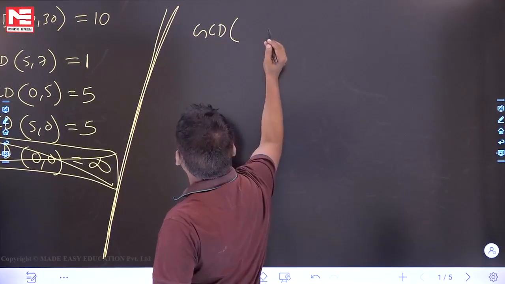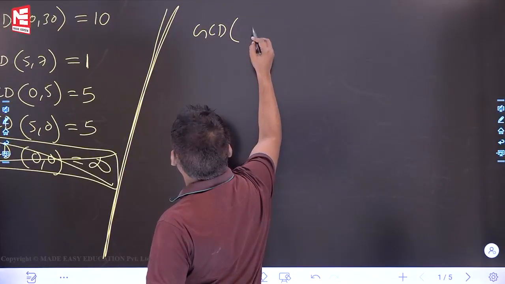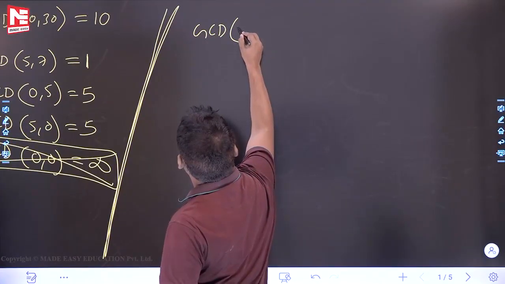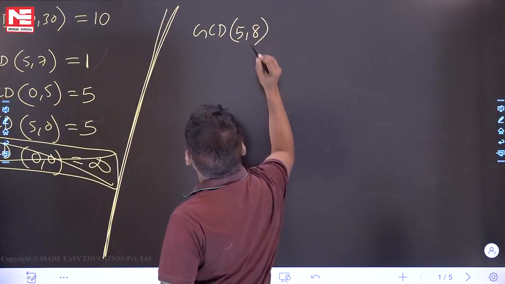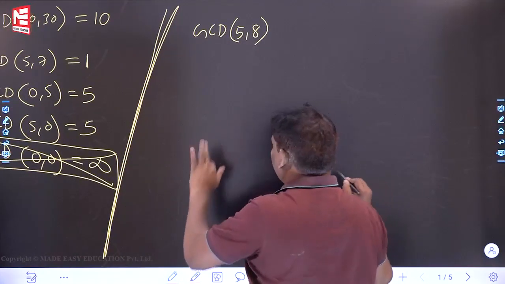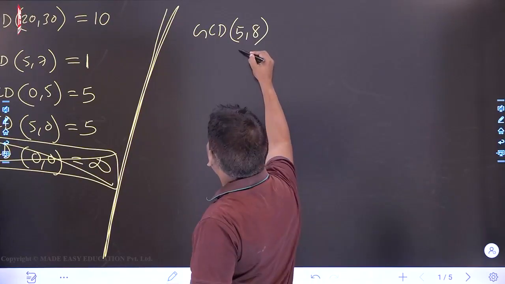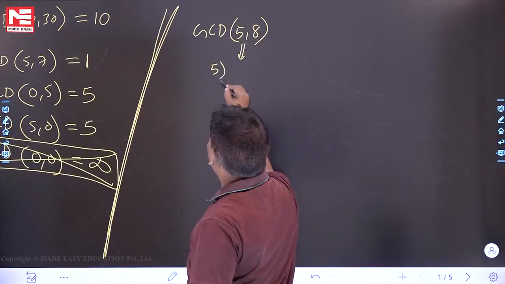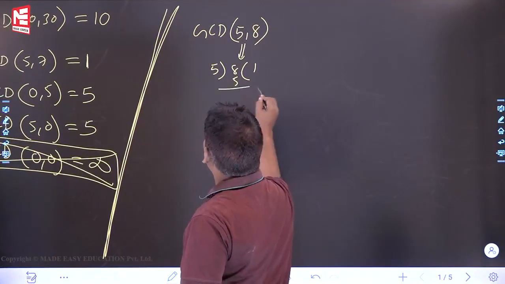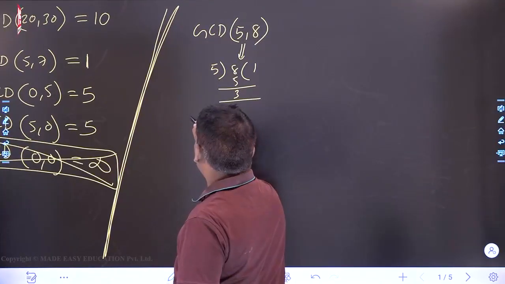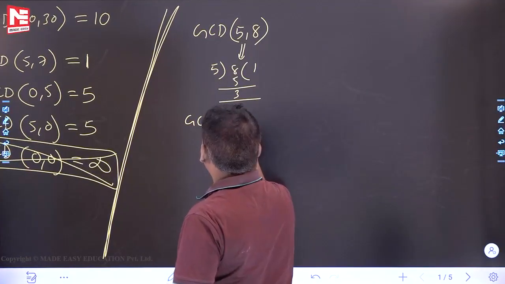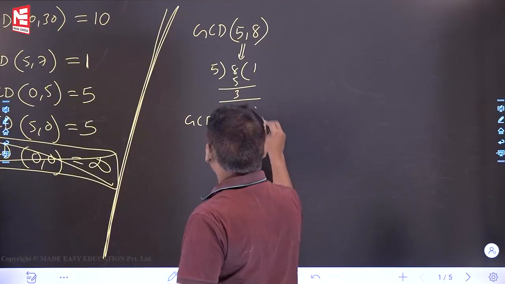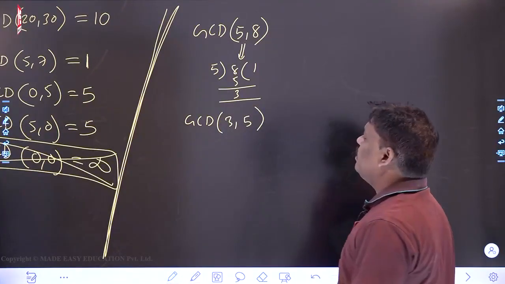Make sure that everyone listens. GCD of 5 and 8. What is the answer? I have to find out. This is the procedure. 5 ones are 5. What is the remainder? 3. Next, GCD of, whichever is the remainder, keep in the first place. With which number you divided, keep in the second place. Just divide with the remainder.